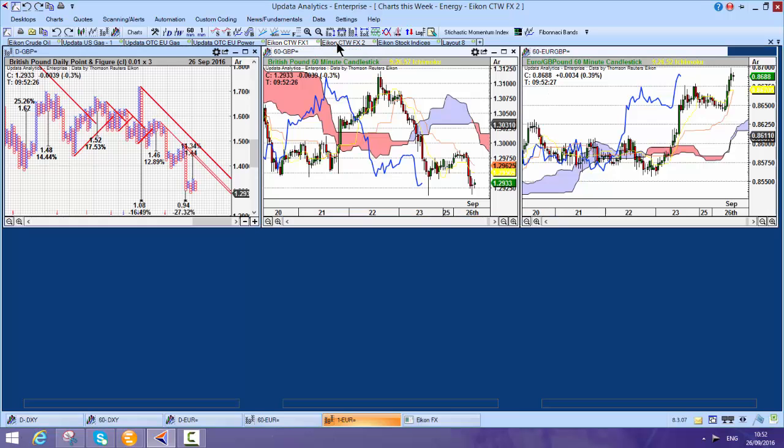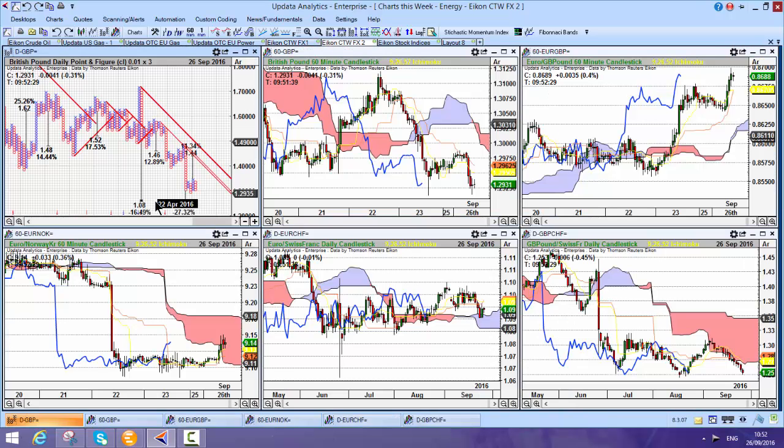So euro dollar looking fairly stable. Sterling, on the other hand, we did have this activation back in August where we did actually activate the downside target to this 94 pence per dollar level.